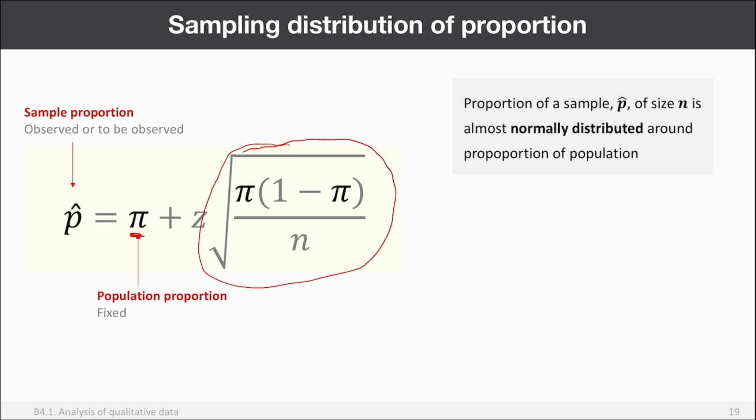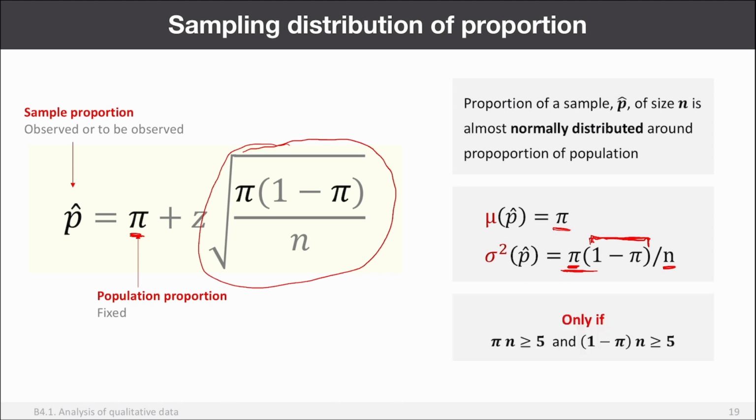So the proportion of your sample is almost normally distributed around the proportion of your population. The parameters of this distribution: the average is the proportion of your population, and the variance, what you have under the square root, is simply the proportion of your population, times, for example, if this is McDonald's, the proportion of students who didn't select McDonald's in the population, divided by the sample size. Okay, so this is the variance.